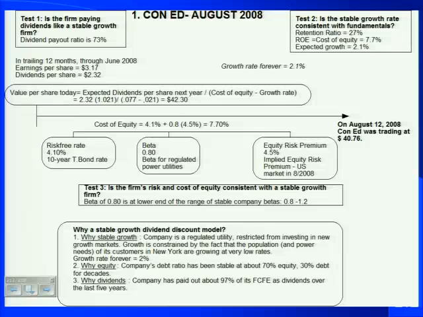Let me first give you my rationale for the model. Why stable growth? This company's been around, what, 80 years? It's a regulated utility. Okay? So its growth has to come from two places. One is the population growing, actually three places: one is the population growing, second is power consumption growing, and third is prices growing. Two of those three are almost off the table.